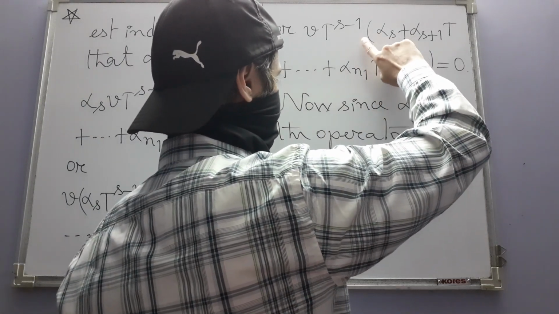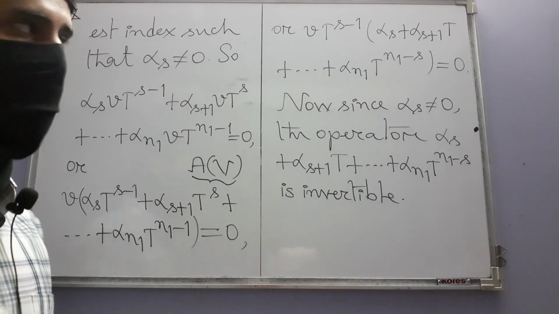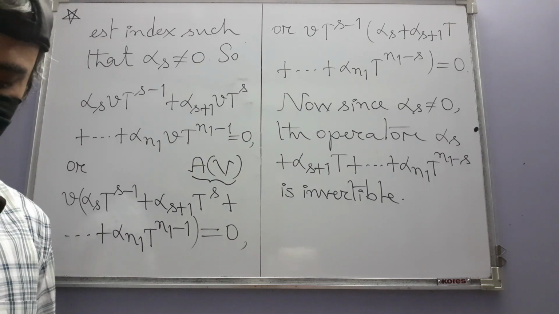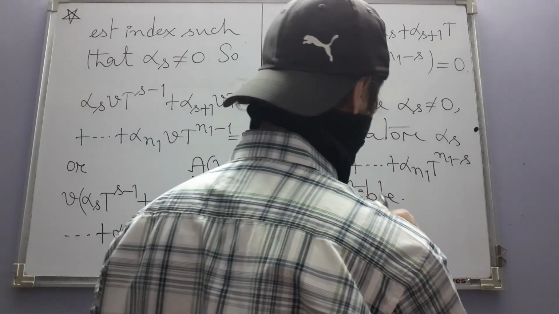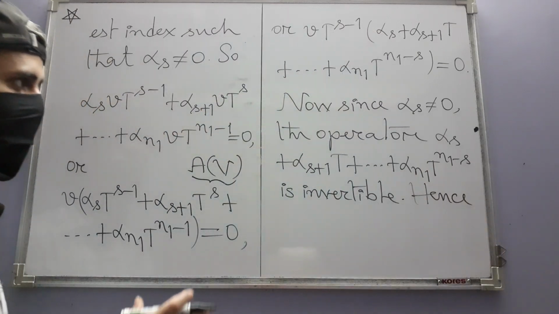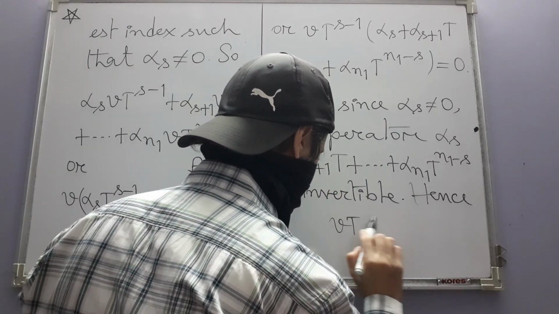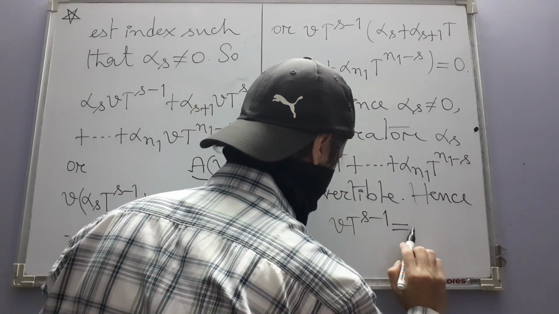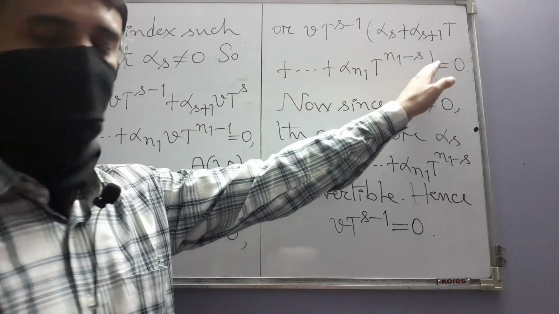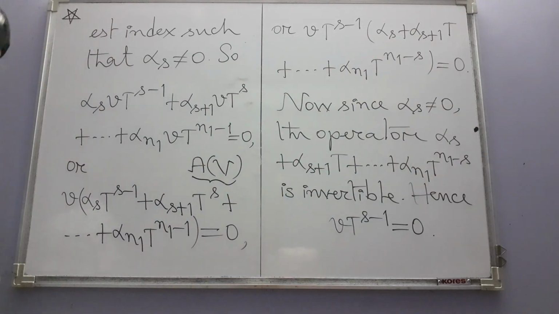On the left hand side, this operator will get cancelled with its inverse, and we will be left only with v t to the power s minus 1. So instead of writing all those things, we simply write hence, because it's understood what we have done. If we next write this, it's understood that we have applied the inverse of this operator, this combination, on both sides. But now something will go wrong.